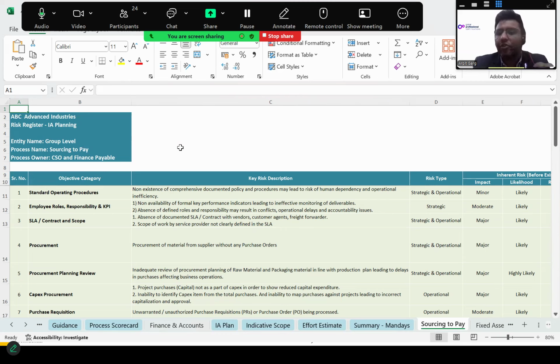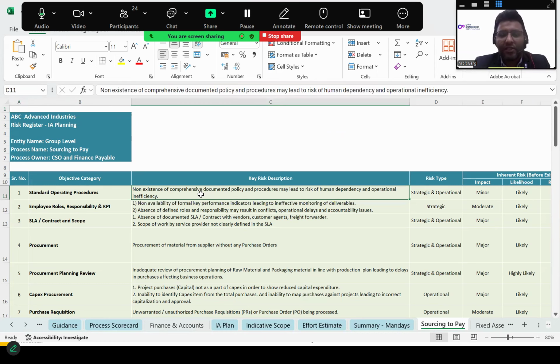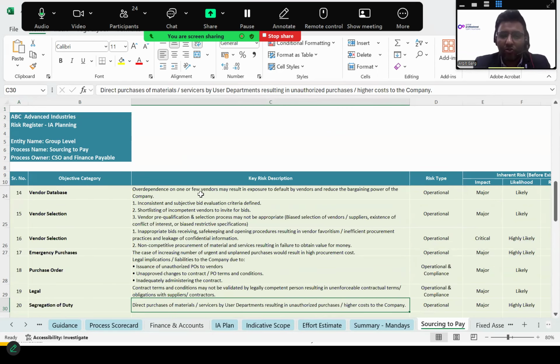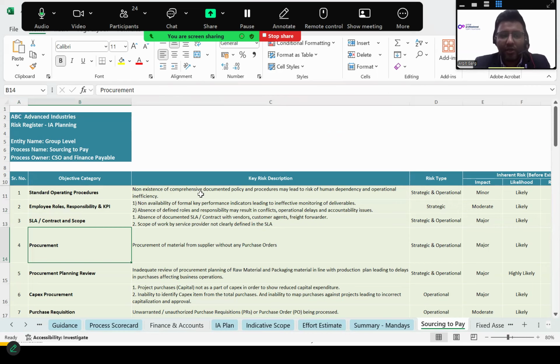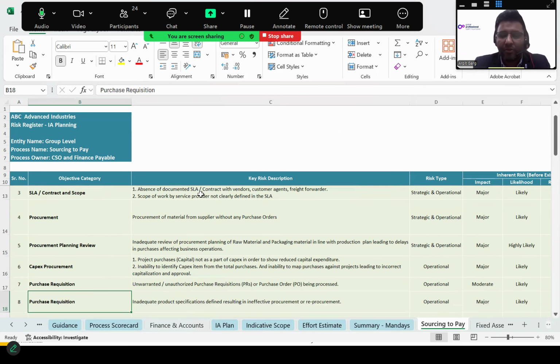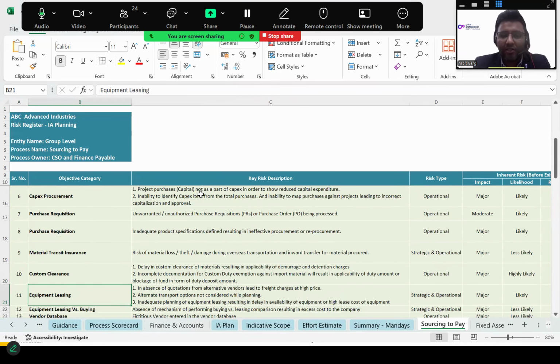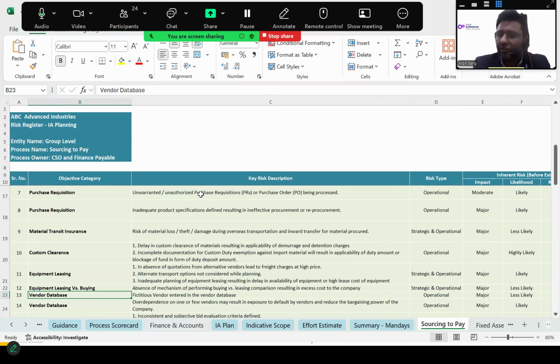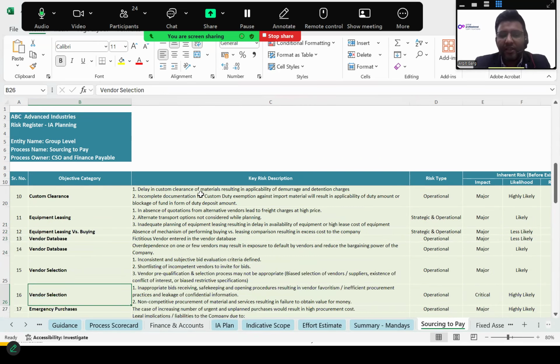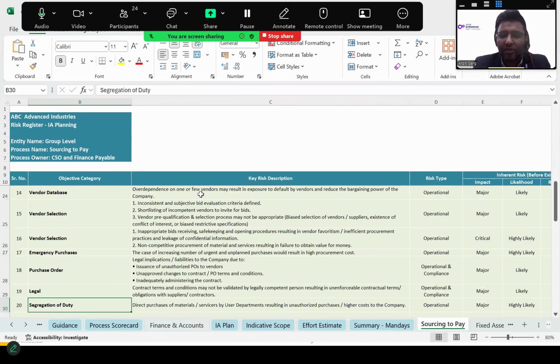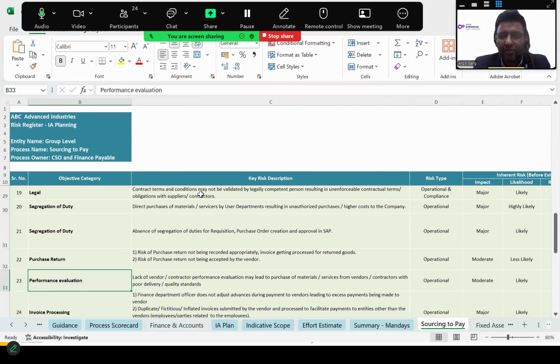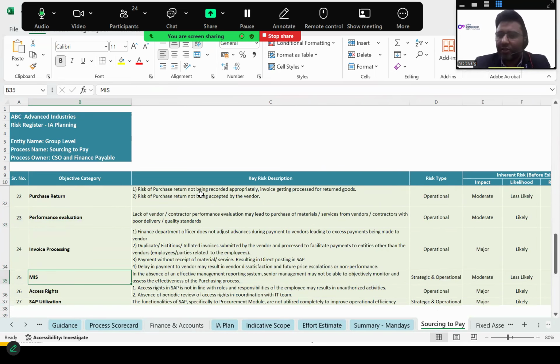But let's take an example. We're talking about group level or corporate level purchases. These are the various risks that we're talking about. It covers areas around procurement, SLAs, planning, capex procurement, PR, PO, custom clearance, transit, equipment leasing, whatever the nature of the company, vendor onboarding, database selection, emergency purchase, purchase order, legal, segregation of duty, purchase return, vendor performance evaluation, invoice processing, and so on and so forth.